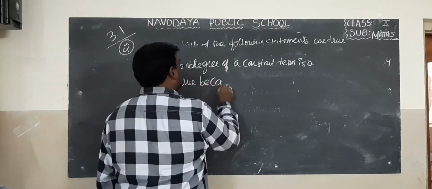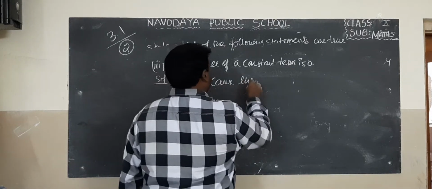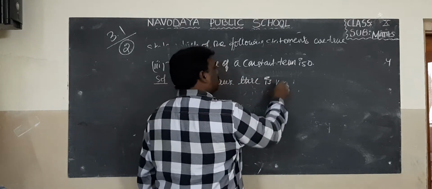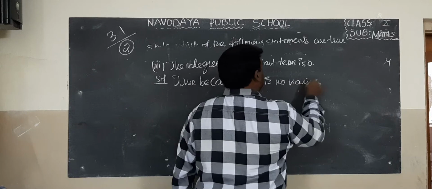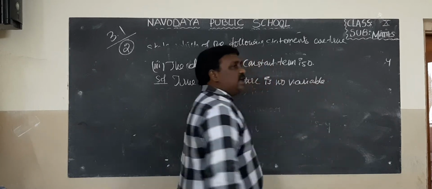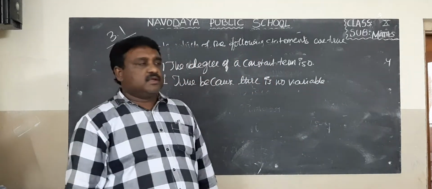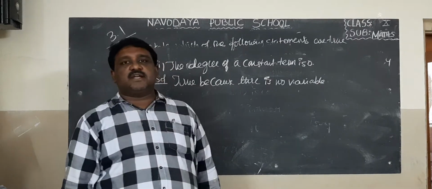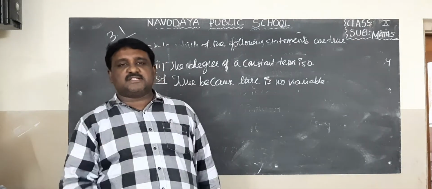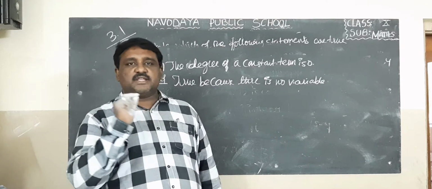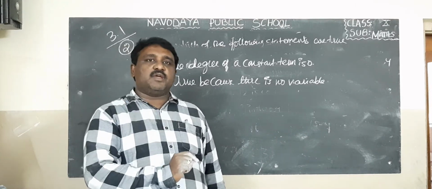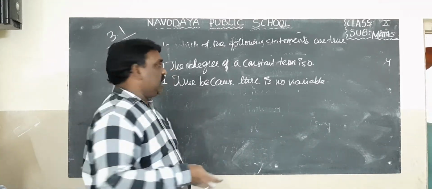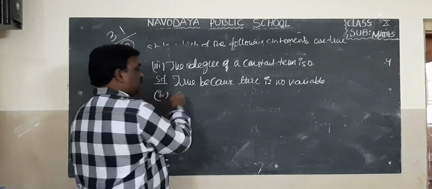True, because there is no variable. So if there is no variable, there is no degree. Okay na? So degree of a constant term is 0. Why? Because there is no variable. If there is no variable, there is no degree. Okay na? Then fourth question.